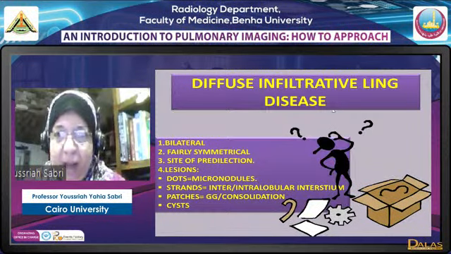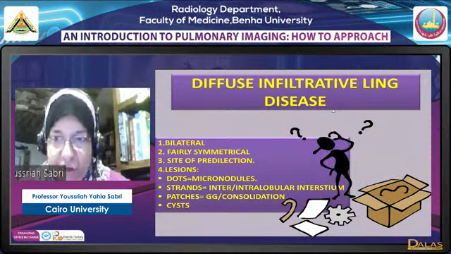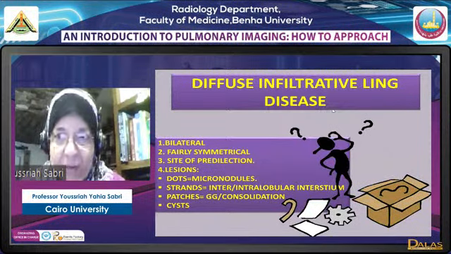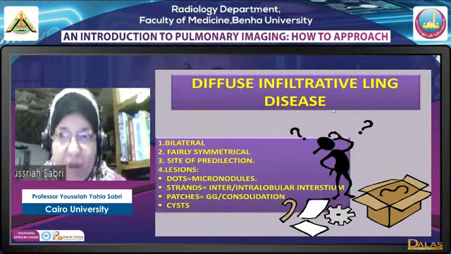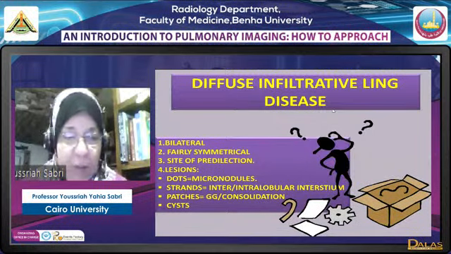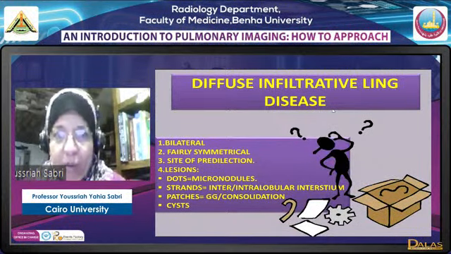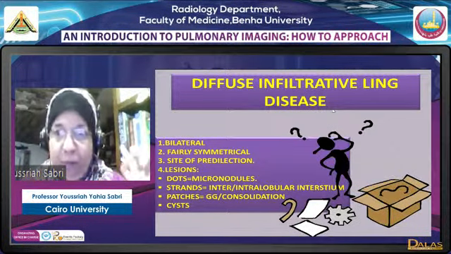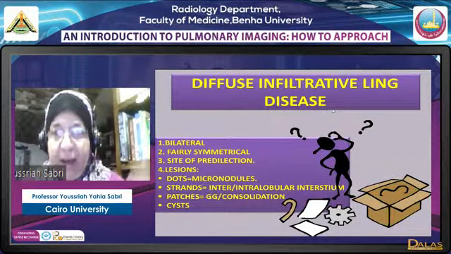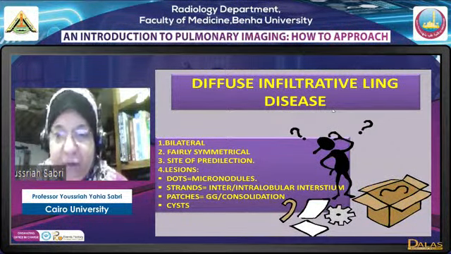These opacities, either I cannot see lung marking through them, which we call consolidation, or I can see lung marking through them, and this is what we call ground glass. So ground glass is an opacity through which I can see lung markings. Or it's a hole with a wall, which are cysts. But cysts here should be bilateral, fairly symmetrical, and have a site of privilege.